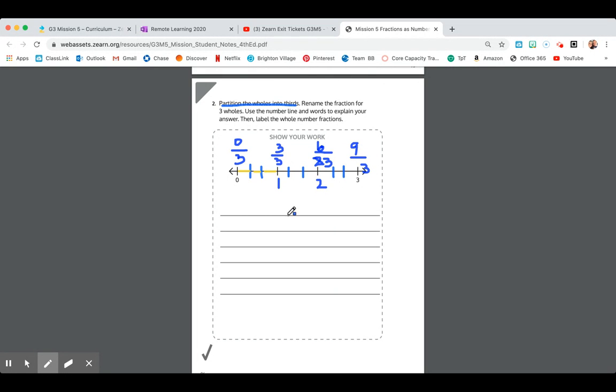If I have 3 groups of 3 equally sized pieces, I'll have 9. And something to that effect would be written here on these lines or in this space is what I was going to say before. And so that could be something like I labeled the whole numbers as fractions after splitting the number line into 3 equal parts. I know that the numerator will be a multiple of 3.